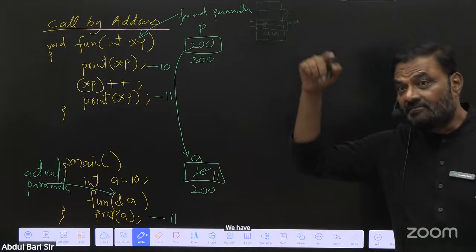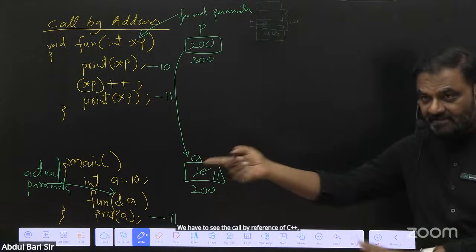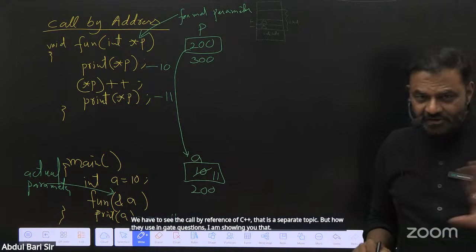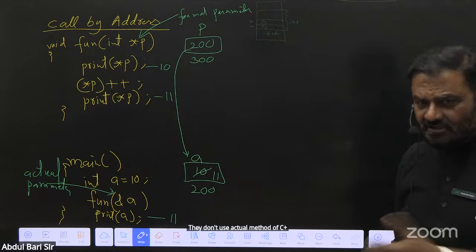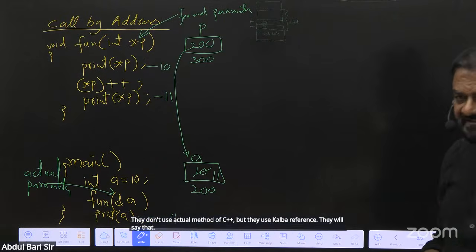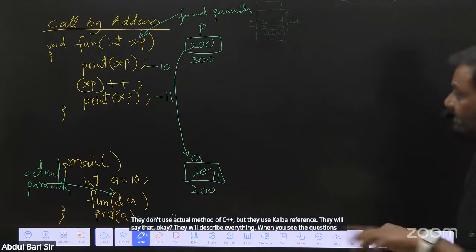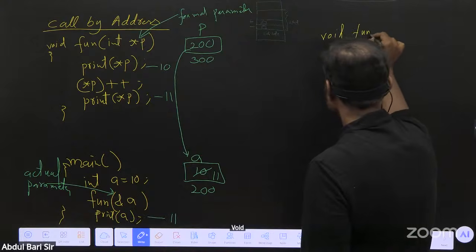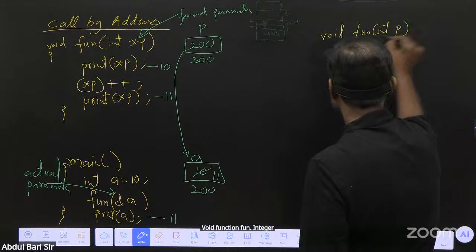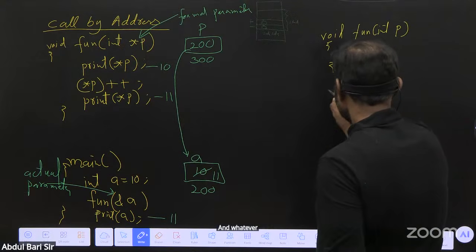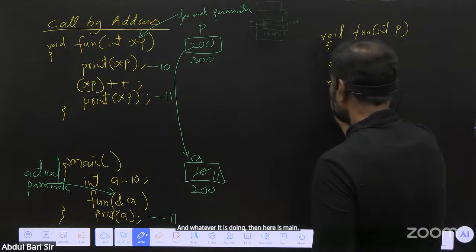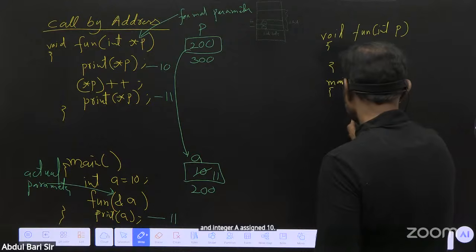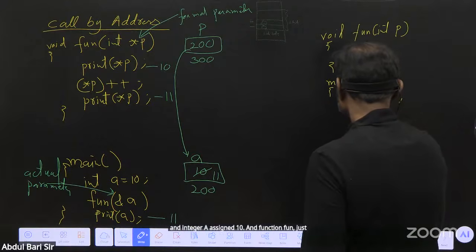We have to see the call by reference of C++. That is a separate topic. But how they use it in GATE questions, I am showing you that. They don't use the actual method of C++, but they use call by reference. They will describe everything. When you see the questions, you can understand. They'll say void function fun, integer p, and whatever it is doing. Then here is main, and integer a assigned 10, and function fun just a.